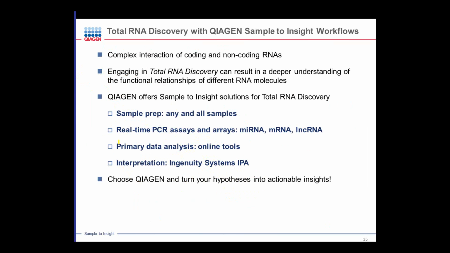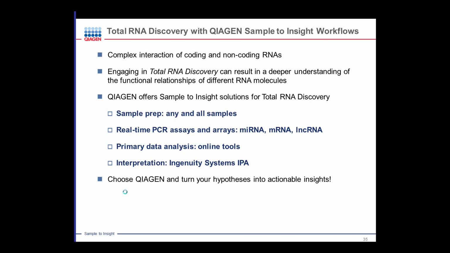So my summary is that we've demonstrated that there is a complex interaction of coding and non-coding RNAs, so we can't simply look at one species of RNA anymore, and that we can enable you to engage in total RNA discovery. Between the assays and the reagents and Ingenuity IPA, you can get a deeper understanding of the functional relationship of these molecules to each other. So essentially any sample, all samples, any RNA species, all RNA species, all of the tools to do the primary data analysis and the interpretive data analysis are available online at QIAGEN. And hopefully you can use these tools to turn hypotheses into actionable insights.